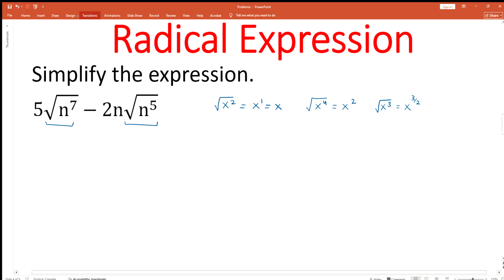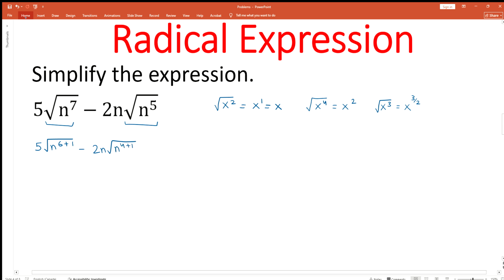In our expression, the exponents on n are 7 and 5. These are odd numbers, so I'll show you the steps on how we can simplify these terms. Let's start with n to the power 7. We should break down 7 so that we get an even number. We know 7 is equal to 6 plus 1, so we change 7 to 6 plus 1. Similarly, we should change 5 to 4 plus 1.